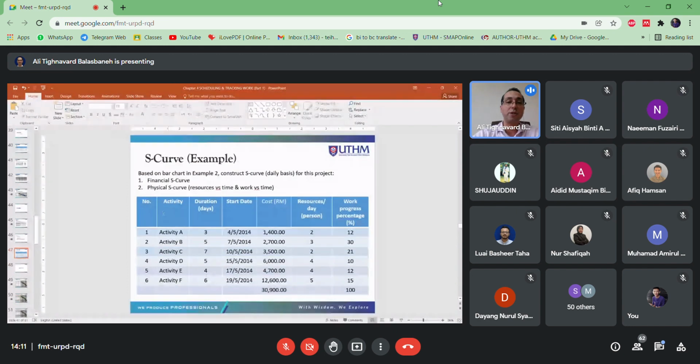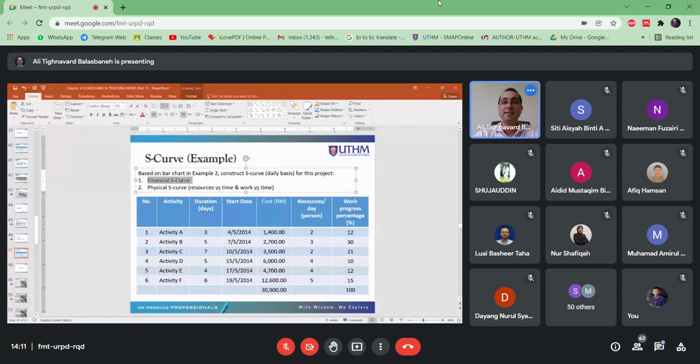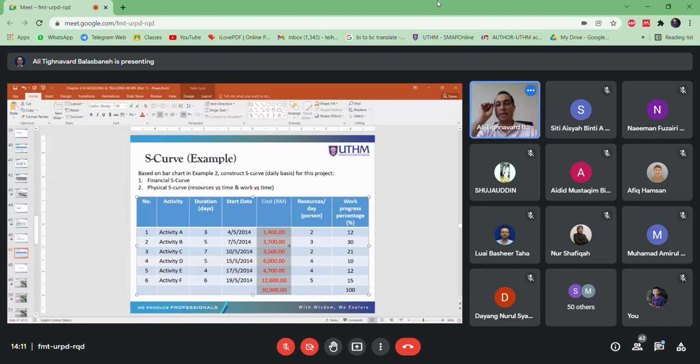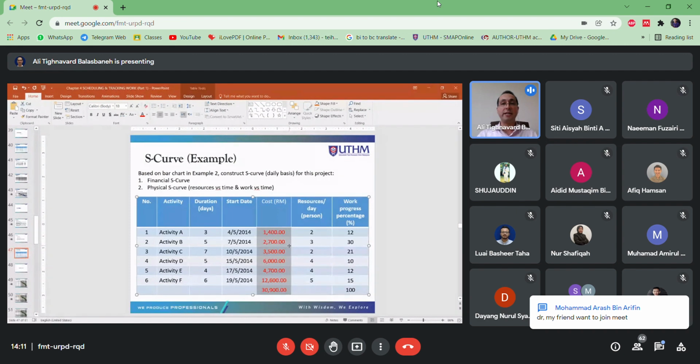First of all, let's draw the financial S-curve. When we want to work on a financial S-curve, what columns do we need? Definitely we need activities, we need a start date, and the most important one here is the cost column. I've highlighted it for you to see which one we need. Here we have it based on the ringgit, but it can be based on any currency, euro, dollar, or anything else.